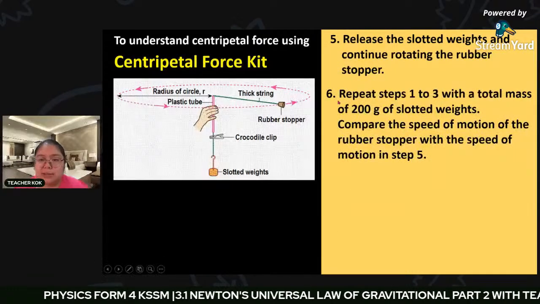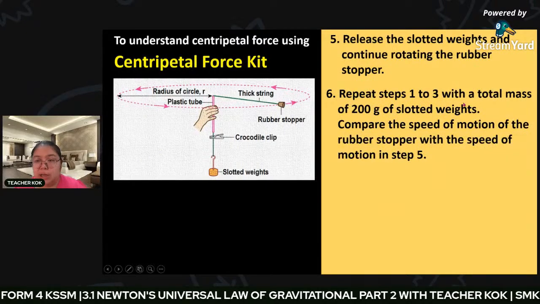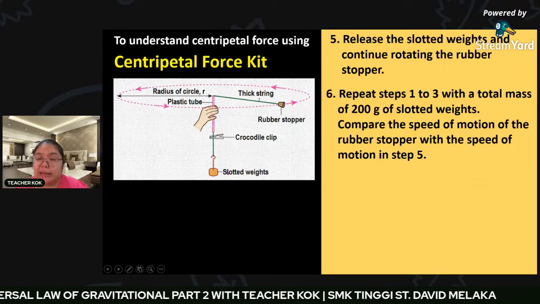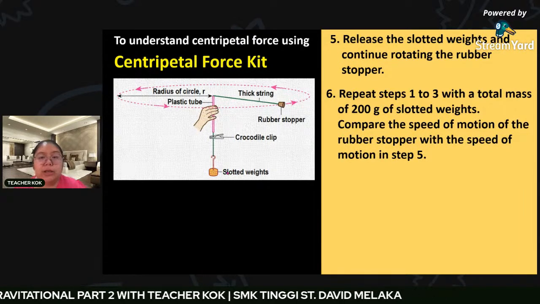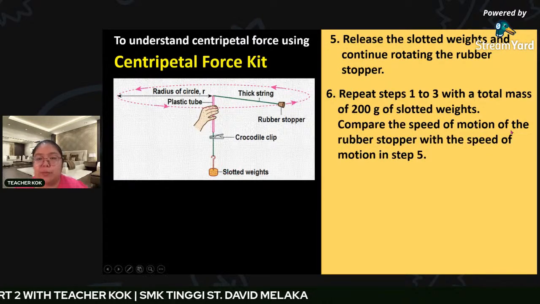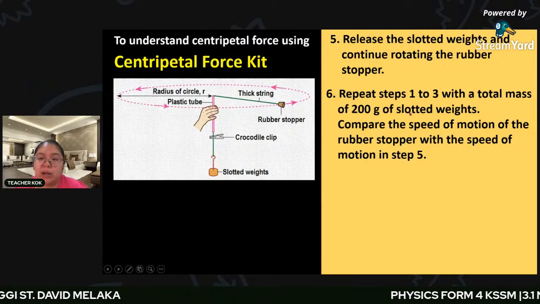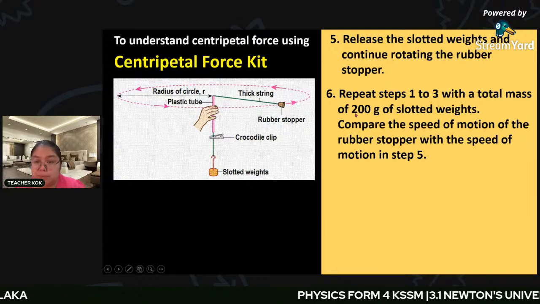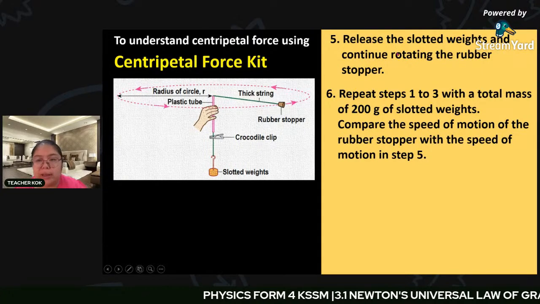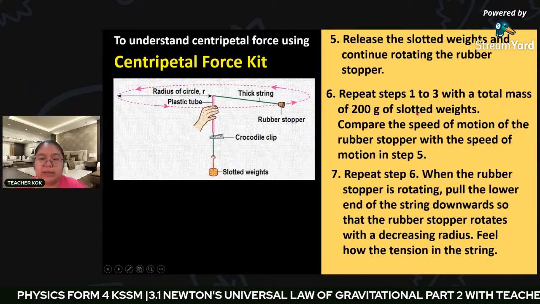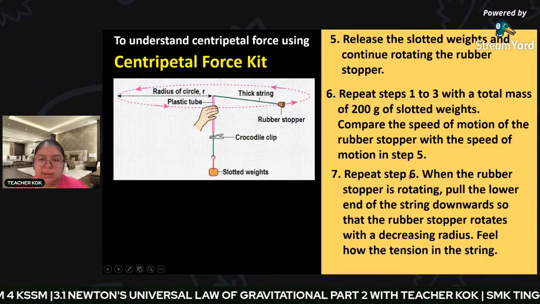Okay, number 6. They ask you to repeat 1 and 3 with the total mass 200 grams. Just now it was 100, right? Now you increase the weight. Okay, you compare again the speed of the motion of the rubber stopper with the speed in step 5. One is 200 grams, how about the speed? One is no weight, how about the speed? Okay, then the last one is repeat step 6.